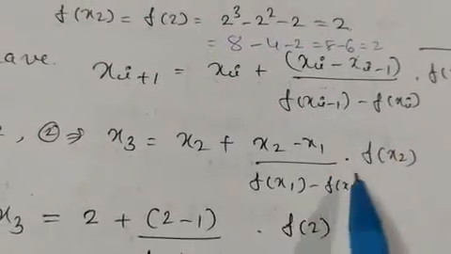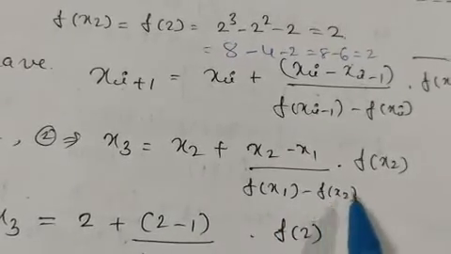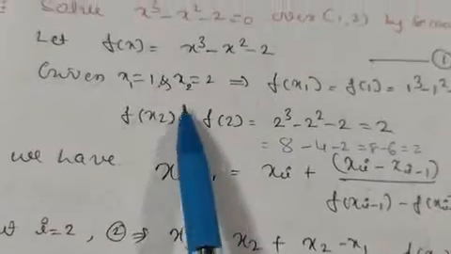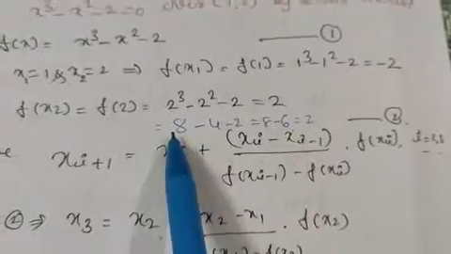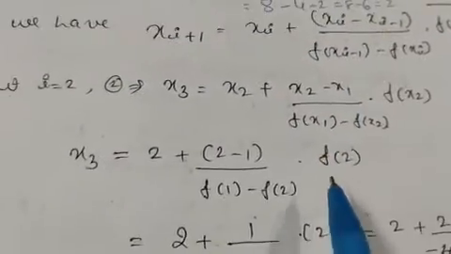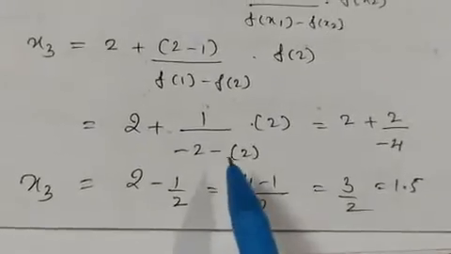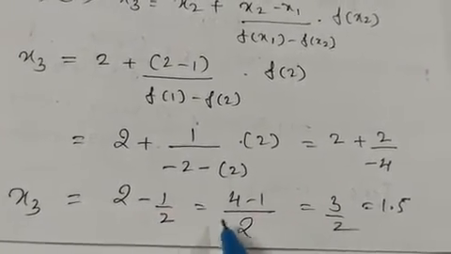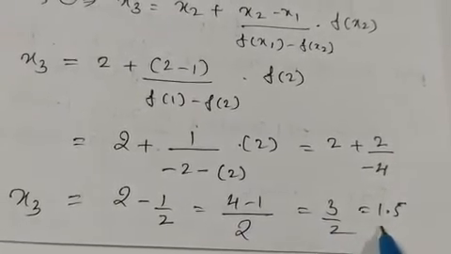We know all the values here. We know x1, x2, f of x1 and f of x2. Substitute all the values in this equation and simplify, and you will get x3 equals 3 by 2, or we can also take it as 1.5.